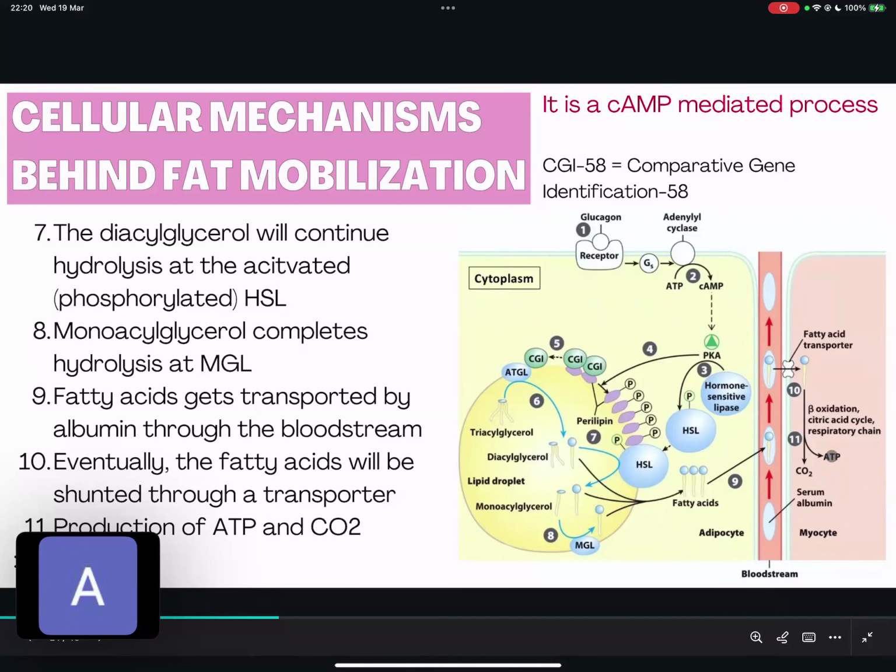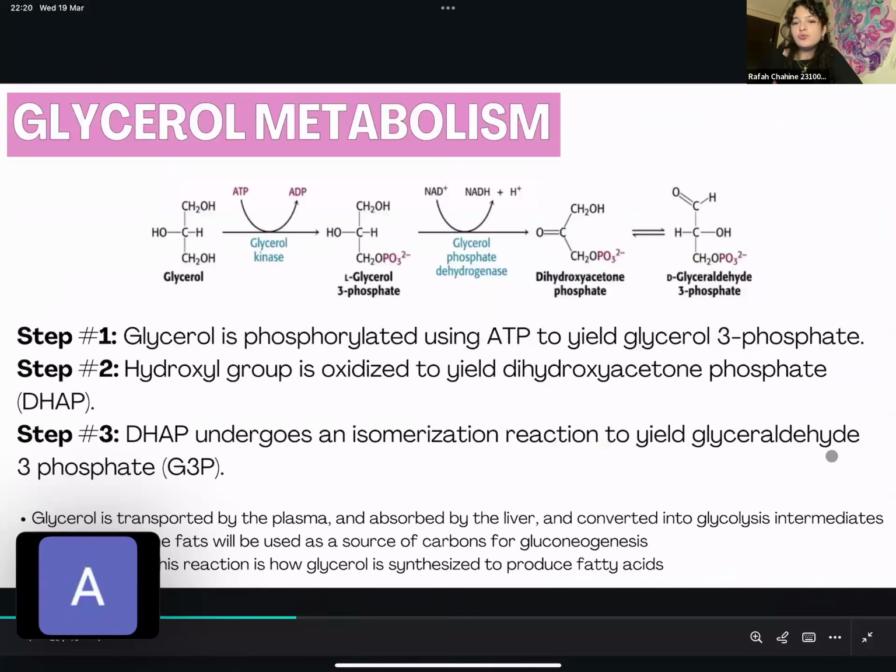You're welcome. Okay. So now we're going to move on to glycerol. Because this entire lecture is dedicated to fatty acids, but we need to give some attention to glycerol, and this is its time to shine. This looks like it's complicated, but trust me, it's honestly very, very easy.